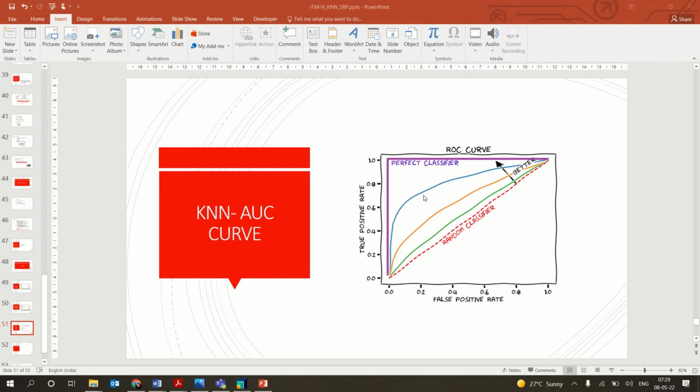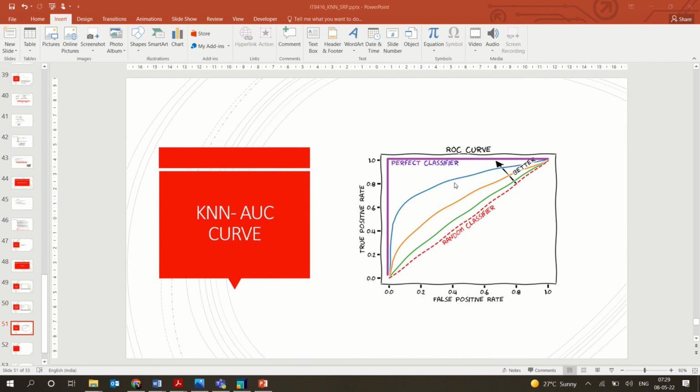Which one is the best out of these 4 different classifiers? One is blue, one is orange, one is green, and one is a random classifier. Blue will be the best because it is closest to the perfect classifier. Then comes orange, which is okay but not as close as blue. Green is fine, it's kind of a linear classifier. We will learn more about that in linear regression. And this is a random classifier. Whenever you have an area under the curve, this purple line is the perfect curve.